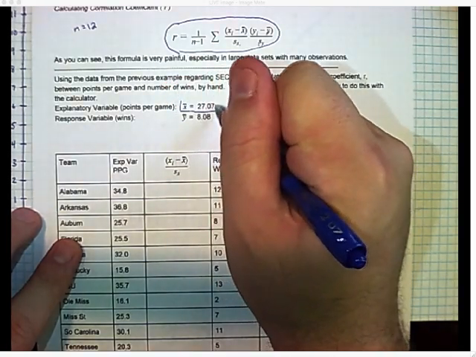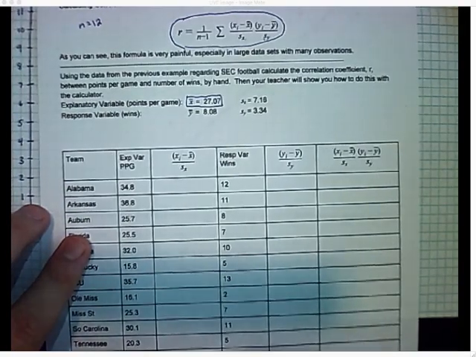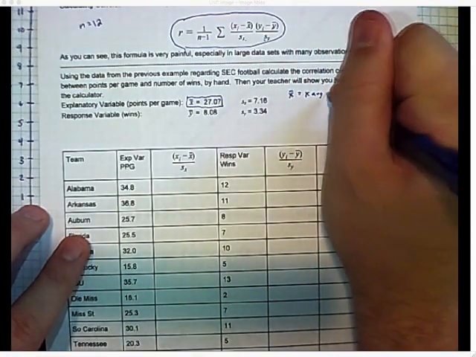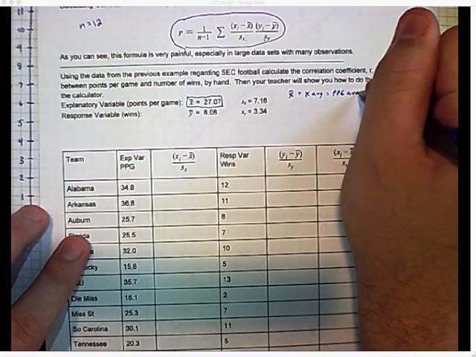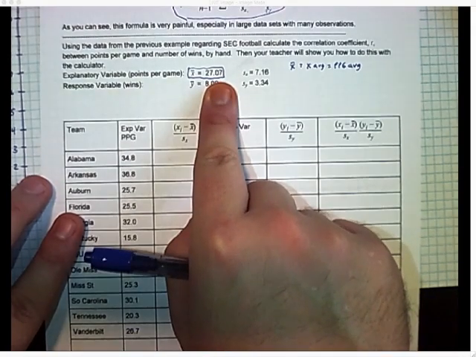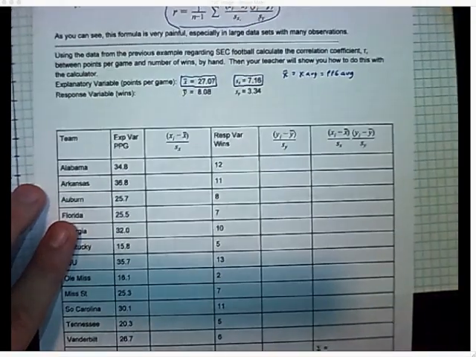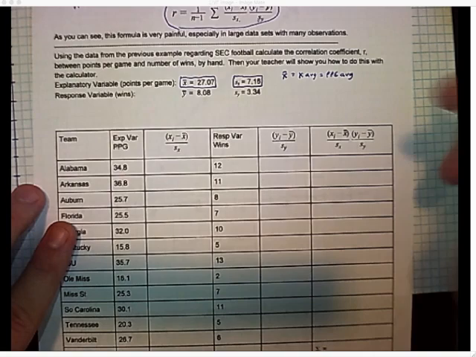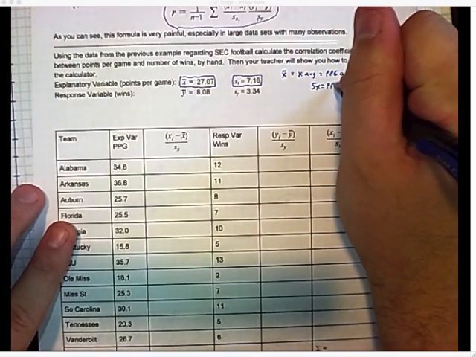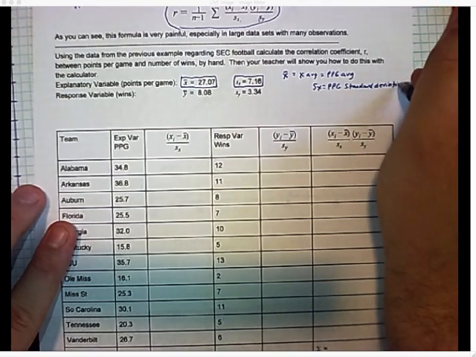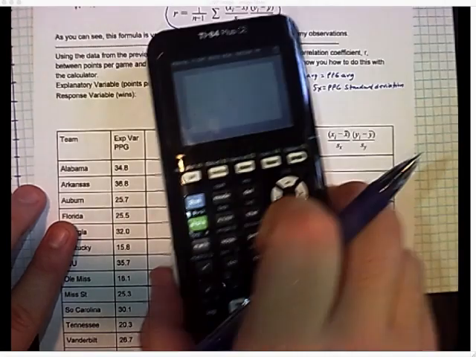So, what are all these things? Well, this is the X bar average. So, what is X bar? X bar is the X average. So, it's the points per game average. So, how did I know that was 27.07? And what does this thing represent? That's the standard deviation of X. So SX would be the points per game standard deviation. How do I know that? Well, remember where my data was.